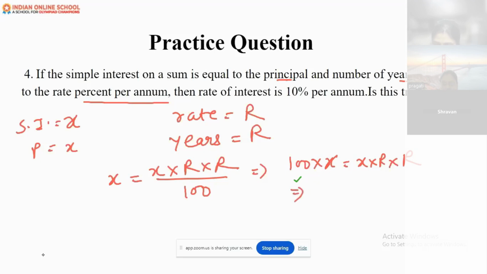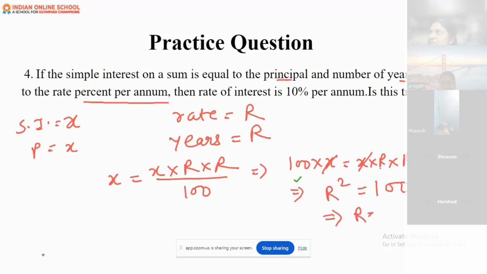Here x will be cancelled out by x and we will remain with r square, since r into r, so we will get r square equals 100. Now, how will we get the value of r? We will take the square root. Root 100. The calculated rate of interest is 10%. So the statement in the question is true.